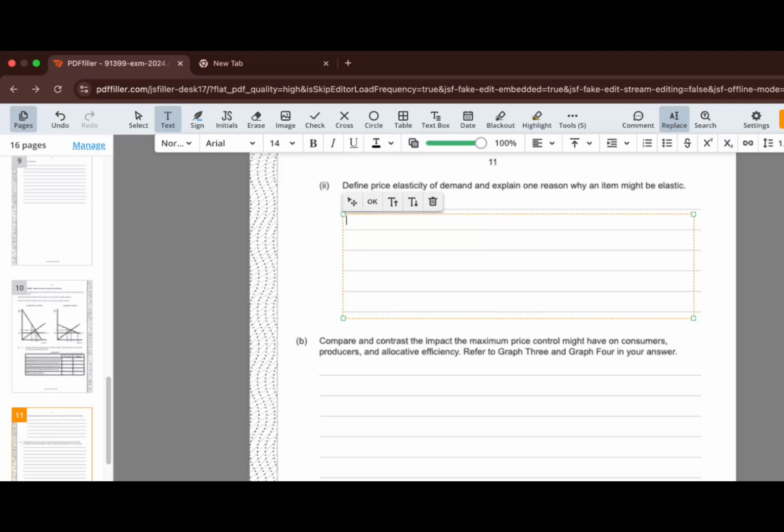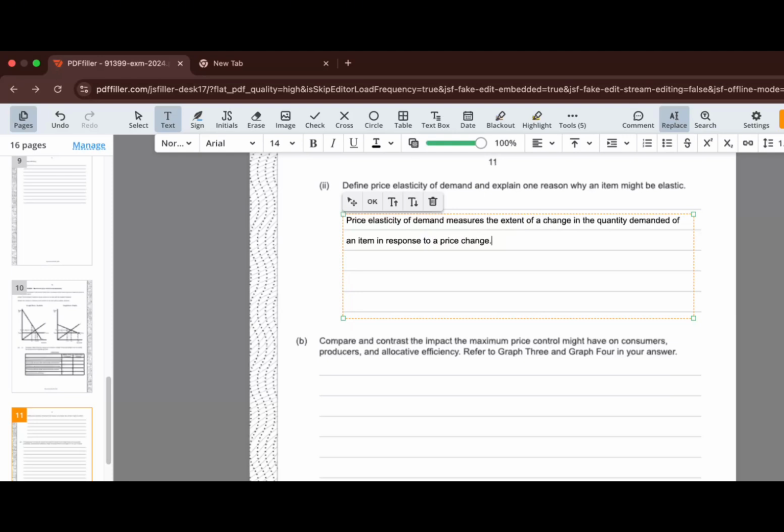There should be a video out on inelastic demand that I've published, or another video out there on YouTube, but that's just the basics of it. So in terms of writing out our answer, we'll give our definition for price elasticity of demand. Price elasticity of demand measures the extent of a change in the quantity demanded of an item in response to a price change.